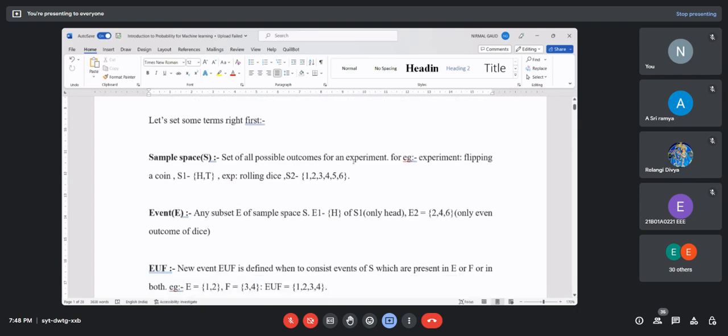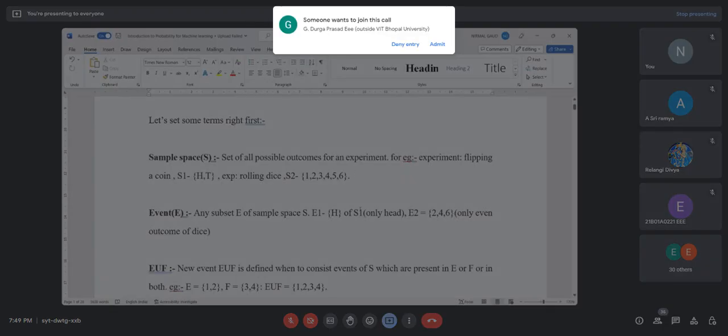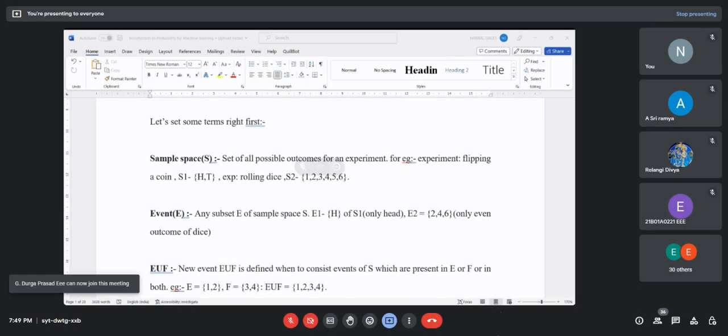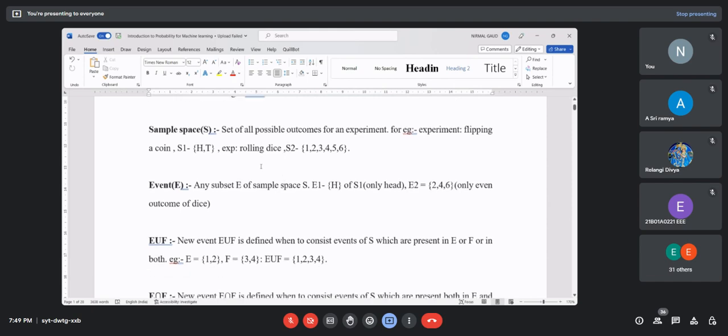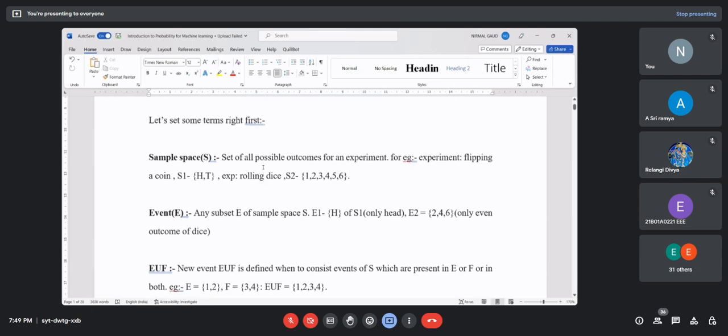So let us first go through some simple terms and understand them. If I am given a sample space, the set of all possible outcomes for an experiment is said to be a sample space. For example, you are tossing a coin, and you know the possible outcomes are either a head or a tail. These are the possible outcomes, and there are 50-50% chances for the head and the tail. So the sample space is the set of all the possible outcomes for an event.